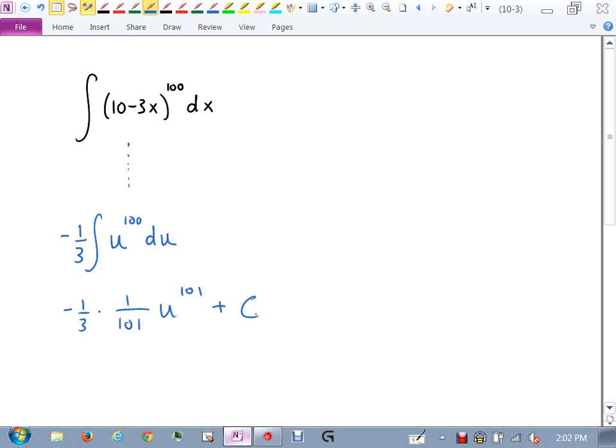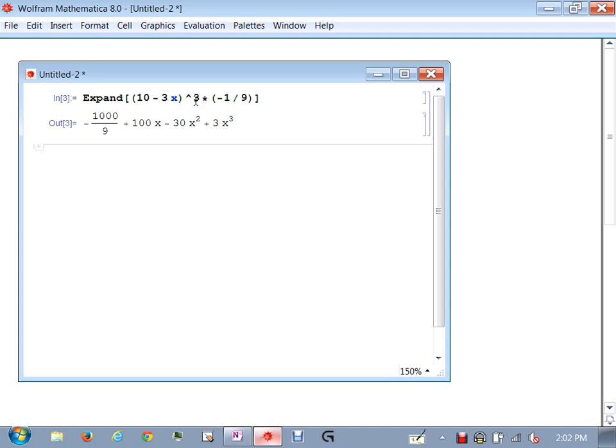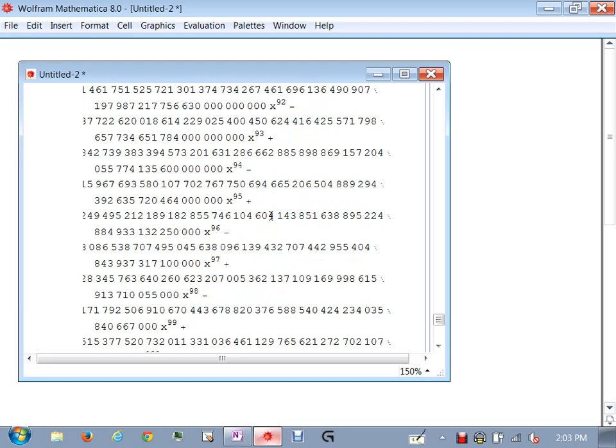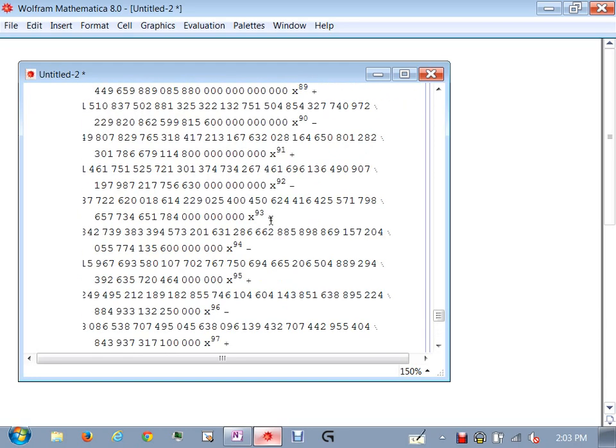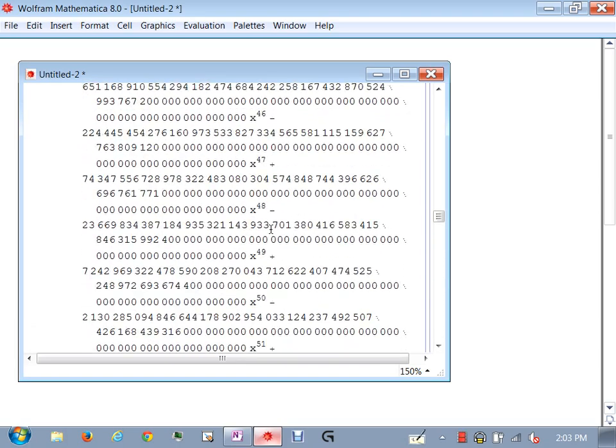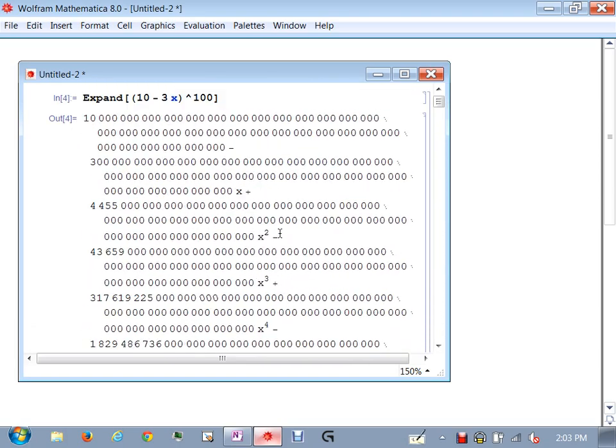And so, I mean, I have an answer. Nobody would be able to do this by hand, okay? No one. 10 minus 3x to the 100th power. I said no one. I don't consider my computer a person. But there's the expansion right there of 10 minus 3x to the 100th power. Right? This is pretty cool.